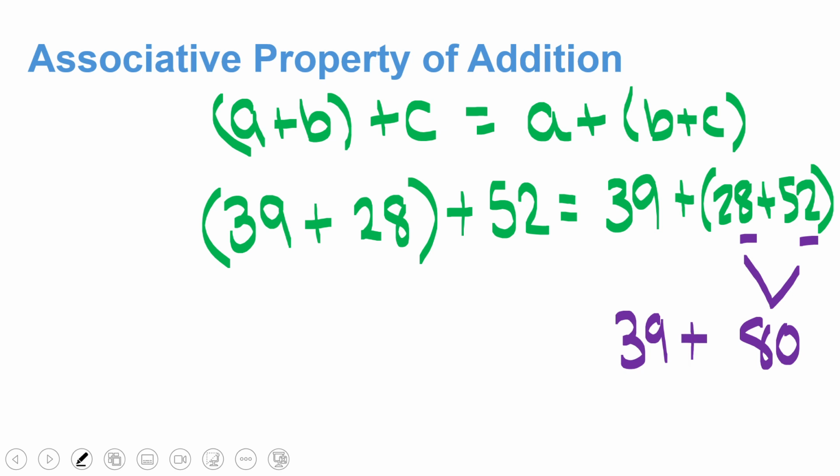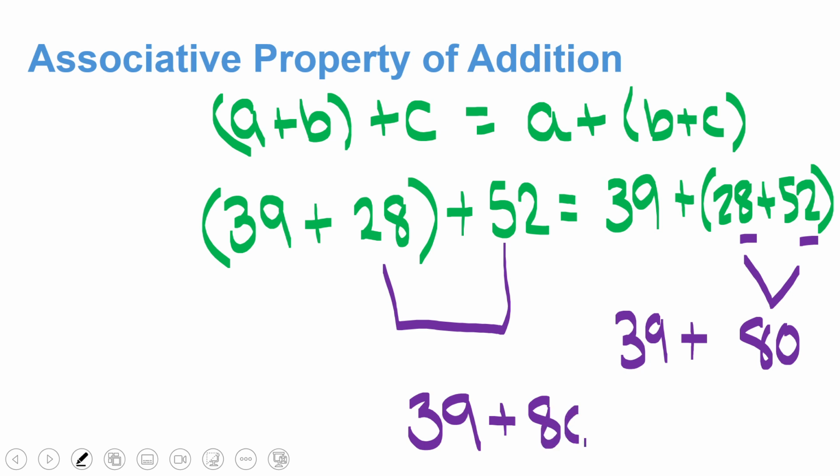In the first expression, we would kind of have to grab that information for mental math and add our 28 plus 52. But this rule tells us that we can move these values to help us make calculations in mental math a little bit easier. If we finish this calculation, now we have 39 plus 80 equals 119.